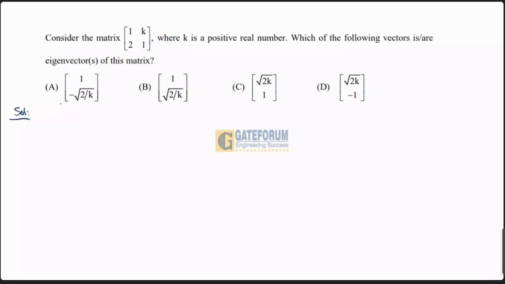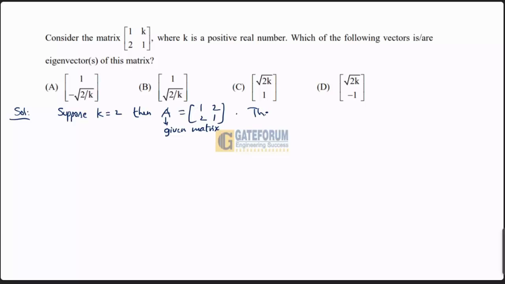Solution. Suppose k is equal to 2, a positive real number. Then, given matrix A is equal to [1, 2; 2, 1]. So find the characteristic equation and find the corresponding eigenvalues.